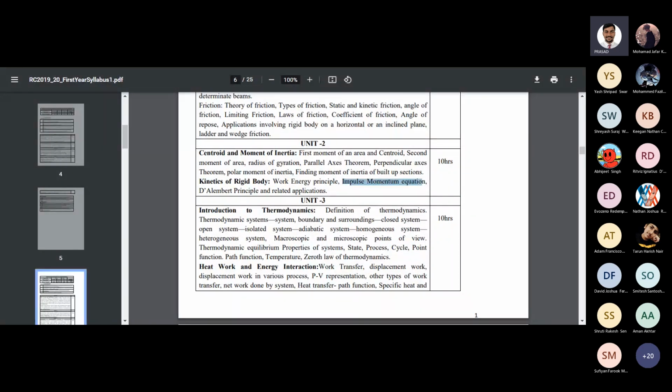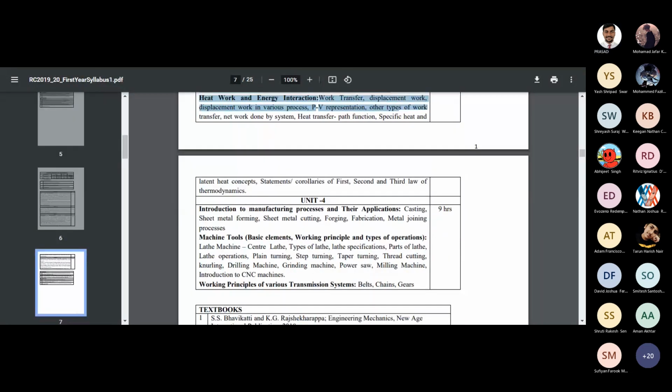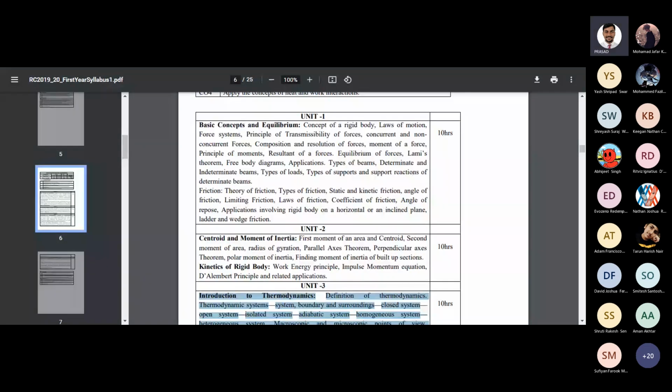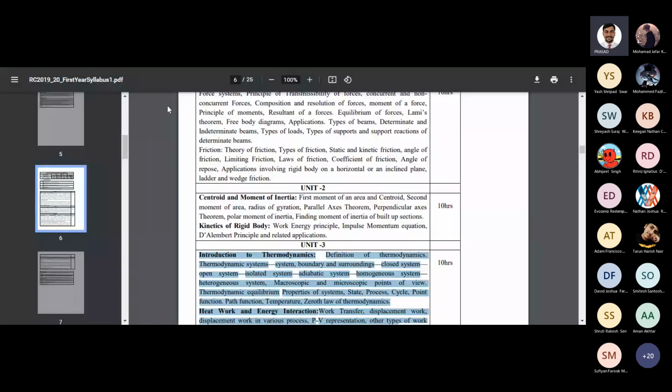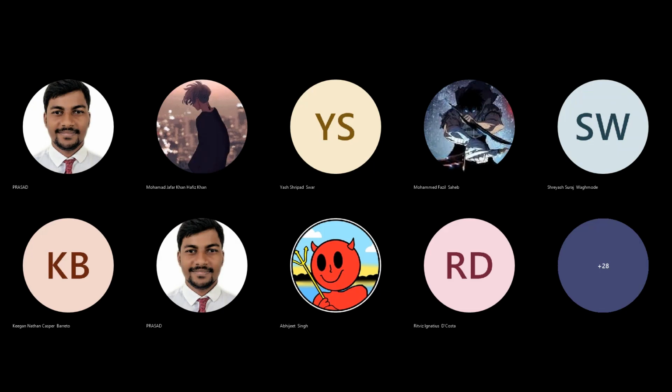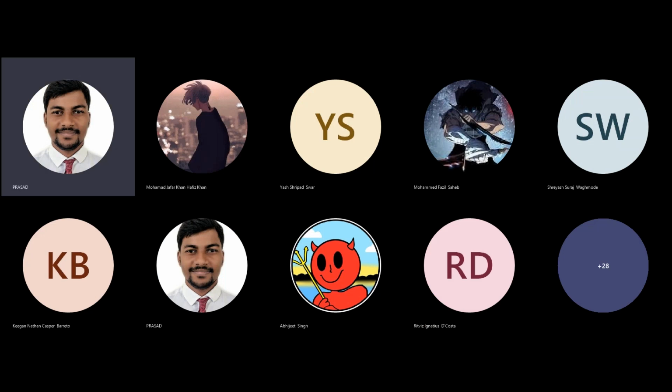From tomorrow onwards, Professor Pratik Savdekar will take your offline lecture and online lecture also. He will start with thermodynamics, then manufacturing. If you remember, I told you the syllabus for your IT2. Do you remember that? So there will be one problem on centroid.